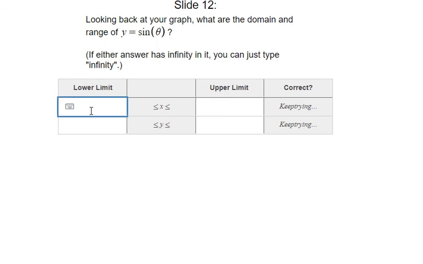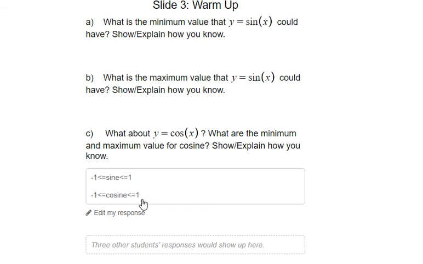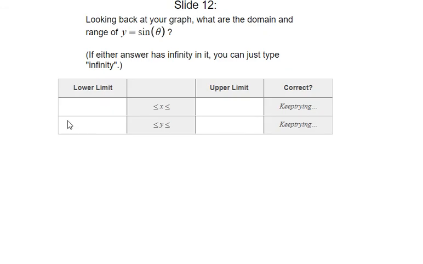So now what are the domain and range? We could look back at the graph. We could also look back at that very first slide, or slide 3 I should say. The range, remember we said that the minimum value for sine is negative 1 and the maximum value is 1. So if we look back here, remember we said y is our sine value. So this is going to be negative 1 to 1.